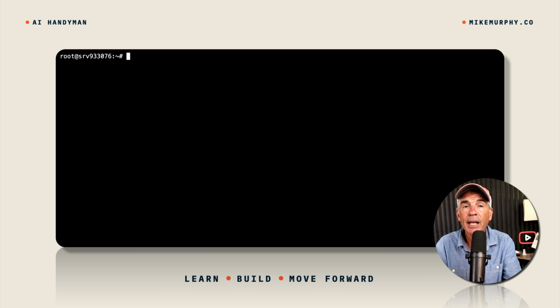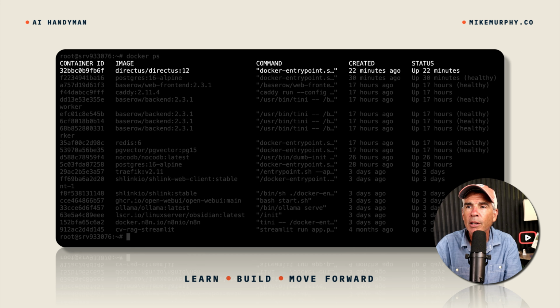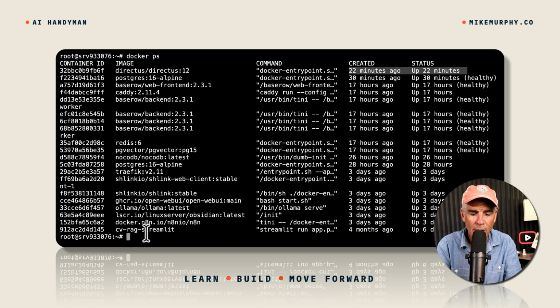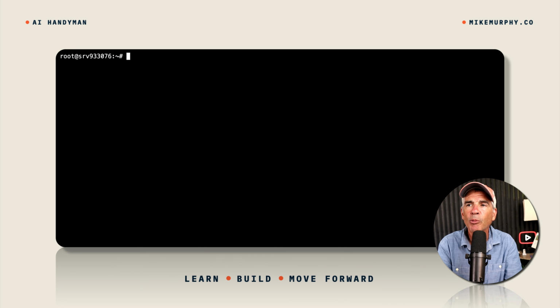First, let's check and confirm that the Directus Docker containers are up and running. So to do that, I'll type in docker space ps, tap return, and there I can see all of my Docker containers. There is Directus, and sure enough, it was created 22 minutes ago. Its current status is up, so it is running, all good. I'll type clear to clear out the terminal window.